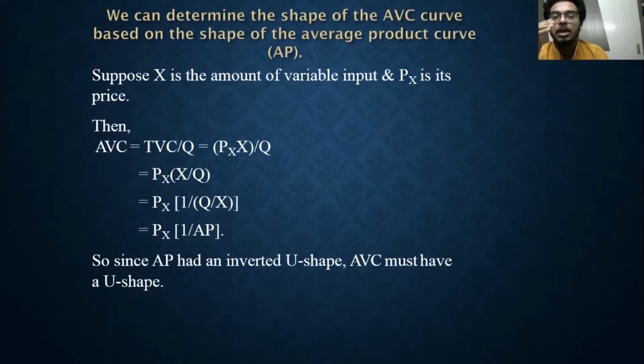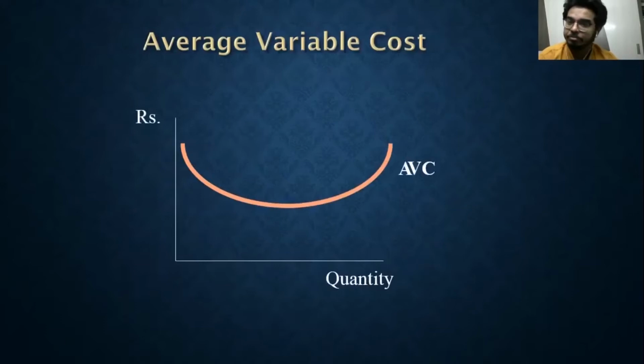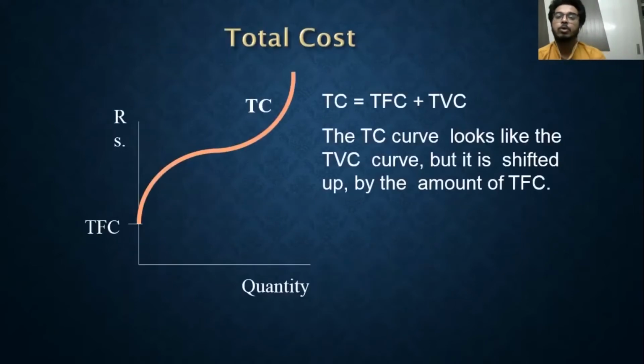Average variable cost is an inverse of average product multiplied by the price of the input. As average product, if you remember, gives me an inverted U-shaped curve, your average variable cost will be a U-shaped curve. Now, what will be the total cost? Total cost is nothing but the total variable cost plus total fixed cost.